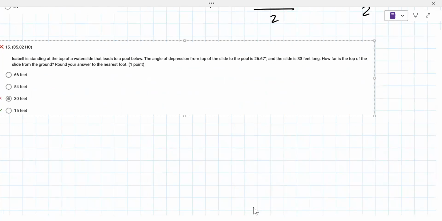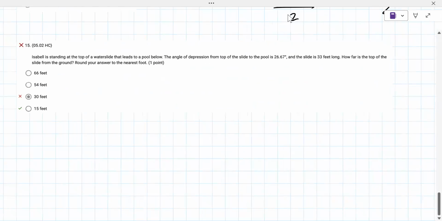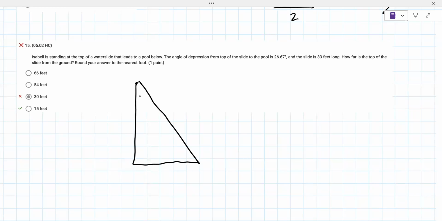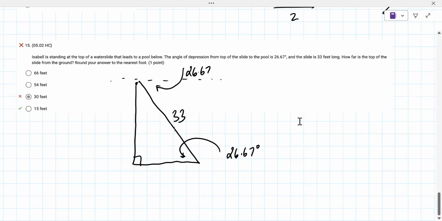All right, so my guess is the picture you made just didn't work out here. Isabel is standing at the top of a water slide that leads to a pool below. The angle of depression to the top of the pool is 26.67. You've got to draw a triangle. The angle of depression is made with the horizontal, so this is the 26.67, which is also the angle of elevation. The water slide is 33 feet long, so that's 33 feet. How far is the top of the slide from the ground?